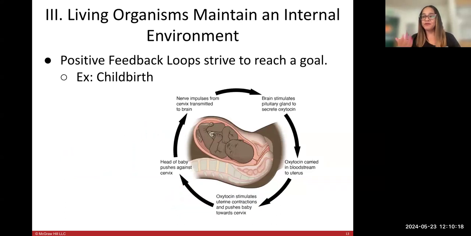Positive feedback loops, childbirth is the typical example we talk about. These are loops that strive to reach a goal. Nerve impulses from the cervix are transmitted to the brain. The brain stimulates the pituitary gland to secrete oxytocin. Oxytocin carries through the body to the uterus and stimulates uterine contractions because it's pushing the baby out. It's like a cheerleader: push it out, push it out, push it out. And then once the baby is actually born, we go back to normal. So positive feedback loops strive to reach some kind of goal.